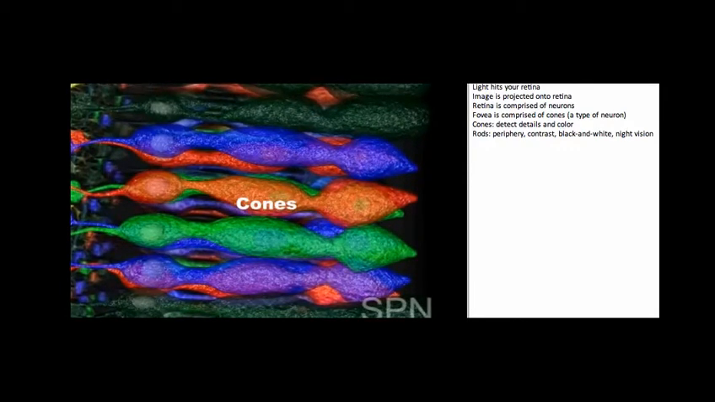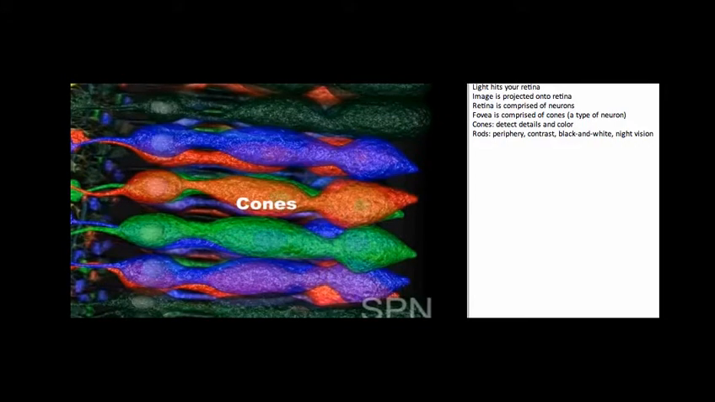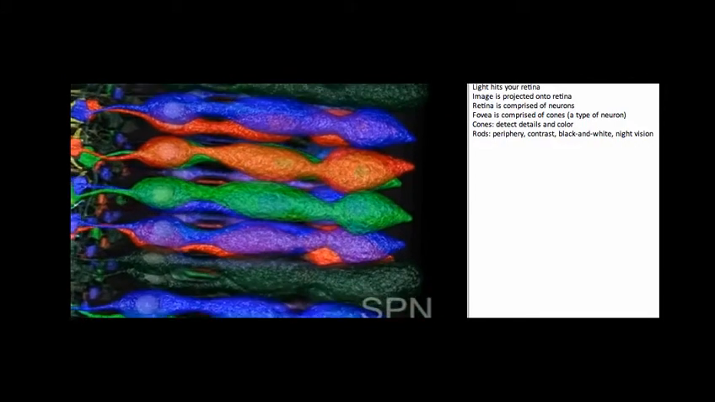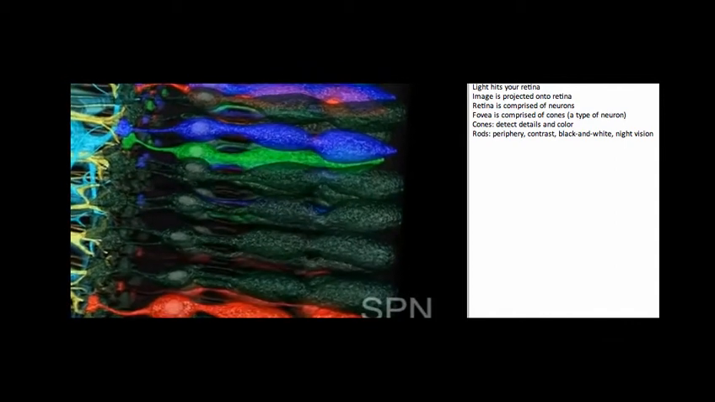There's also research indicating that the concentration of cones on the retina can be different for different individuals. The other type of photoreceptor is a rod, which is better at detecting night vision and contrasts. The rods make up most of your peripheral vision receptors.